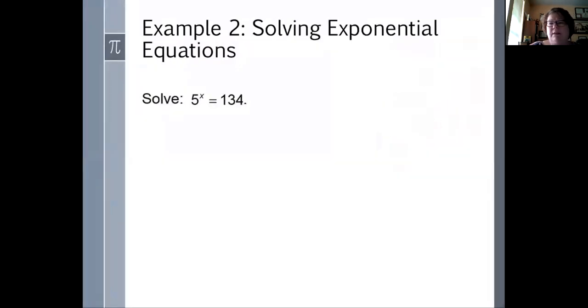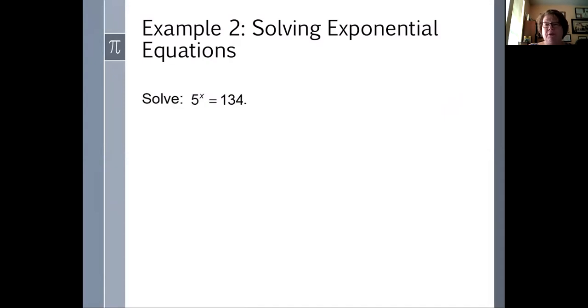All right, so let's solve this exponential equation. Now, we are not going to be able to match the base because there's nothing I can raise 5 to, no integer or rational number, that will give me 134. So I'm not going to be able to match the bases. So the method using logarithms says if the base that you're raising to the exponent is 10, take the common log of both sides. If it isn't, take the natural log.